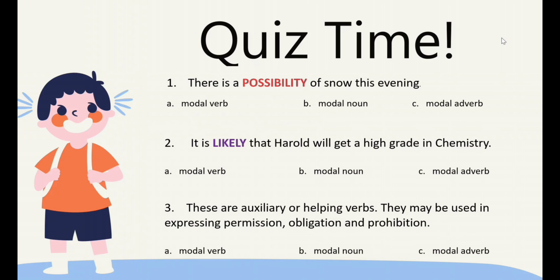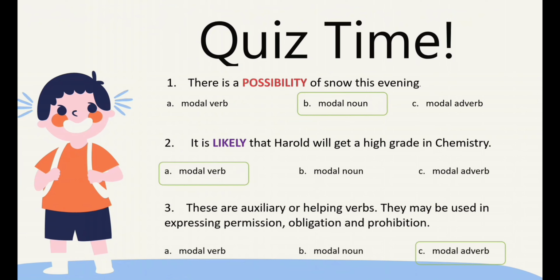And lastly, these are auxiliary or helping verbs. They can express permission, obligation, and prohibition. Okay, are you done? So, are you ready to check your answers? Then, let's do it. For number 1, the correct answer is letter B. Number 2, letter A. And for the last number, number 3, the correct answer is letter C.